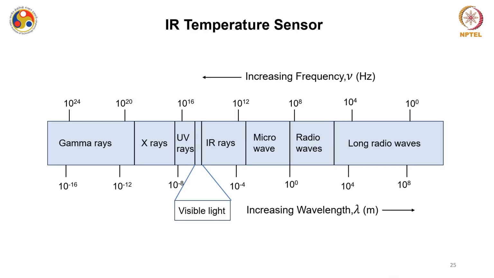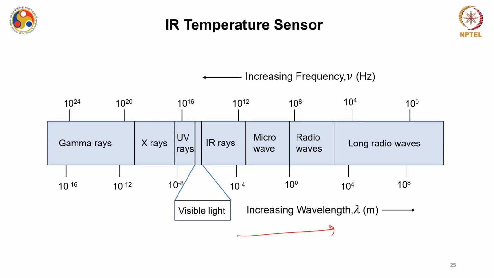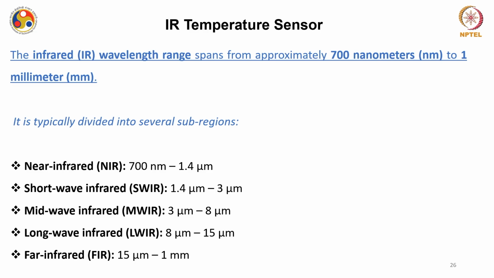So this is the spectrum, the complete spectrum, including the long radio waves, IR, X-ray, UV and gamma rays. In this lecture we are interested in the IR rays. The infrared wavelength range spans from approximately beyond 700 nanometer, and you can expect it to go to millimeter.